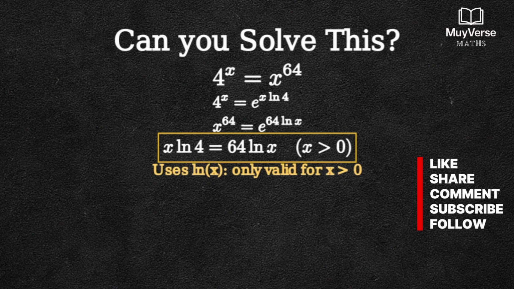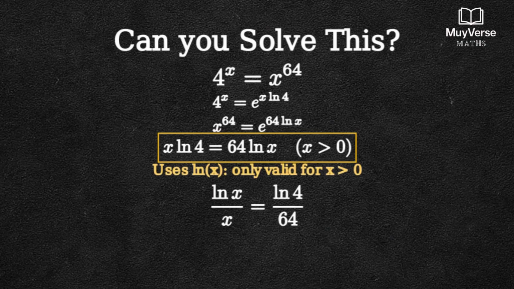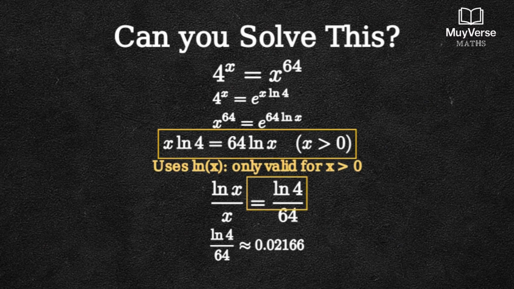Step 2. Rearrange for a clean visual comparison. Divide both sides by x and by 64. We get ln x over x equals ln 4 over 64. The constant on the right is approximately 0.022166.